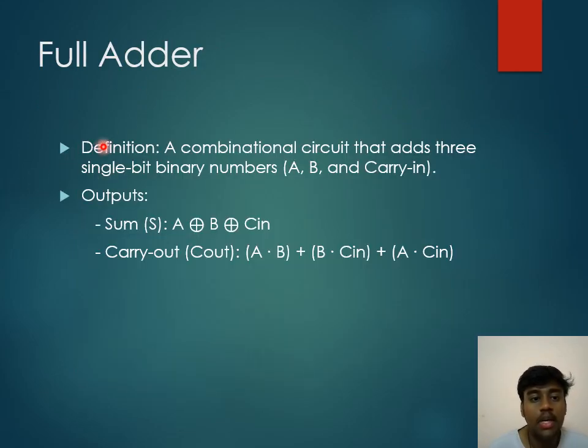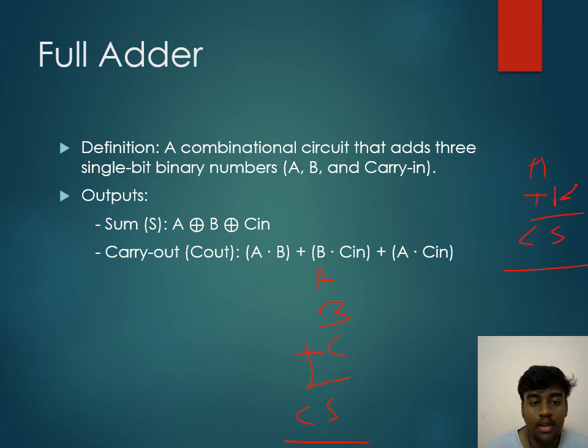Now coming to full adder, it's also a combinational circuit that adds three single-bit binary numbers. As we discussed in the previous case for half adder, it's just two single-bit binary numbers where you add A and B, and you get a sum and a carry. Here in the case of full adder, you add three numbers A plus B plus C, and you get the same sum and carry as outputs.